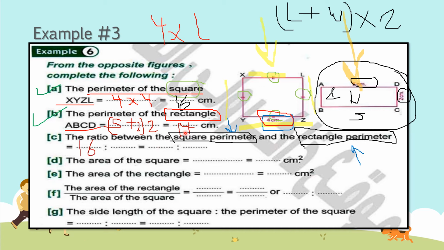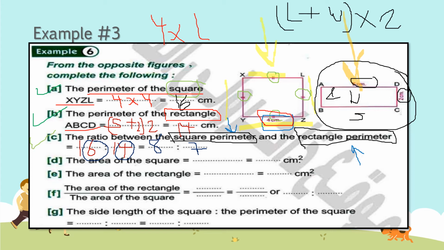And the perimeter of the rectangle, as you can see here, is 14. So we can write the ratio of the perimeter of the square to the rectangle as 16 to 14. Now we need to simplify this. So to simplify this, we're going to find a number that is divisible by both numbers here. So 16 and 14 are divisible by 2. So 16 divided by 2 is 8. And 14 divided by 2 is 7. And 8 and 7 don't have a common factor between them, so we can't simplify them more. So it's going to be 8 to 7.